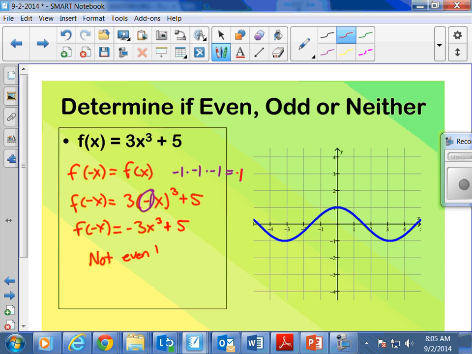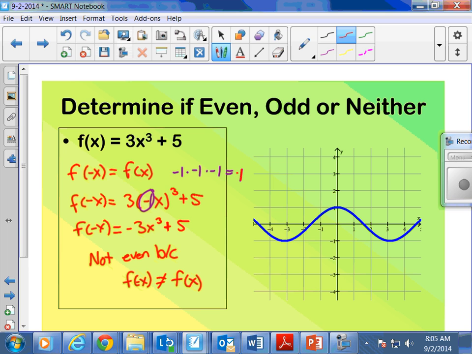It's not even because f of negative x is not equal to f of x. So it fails the test, it's not even. Let me give you a little bit of time to write that down.